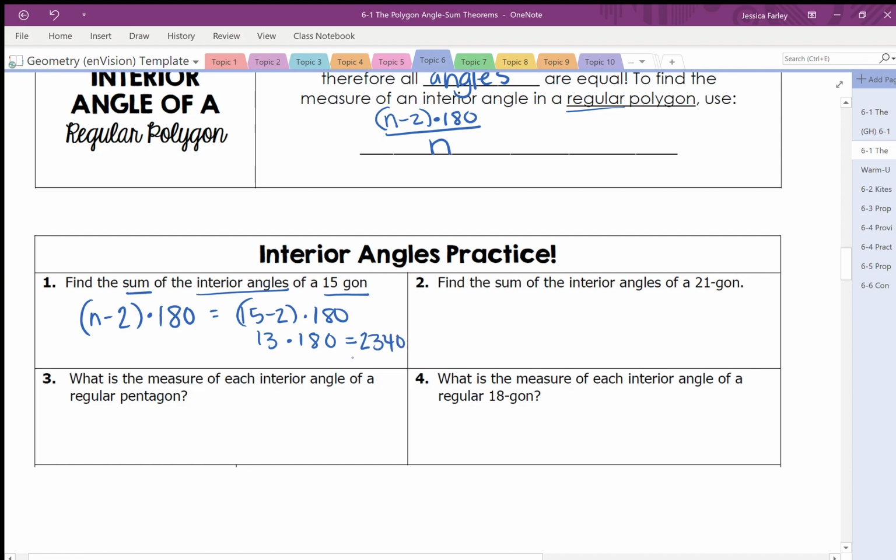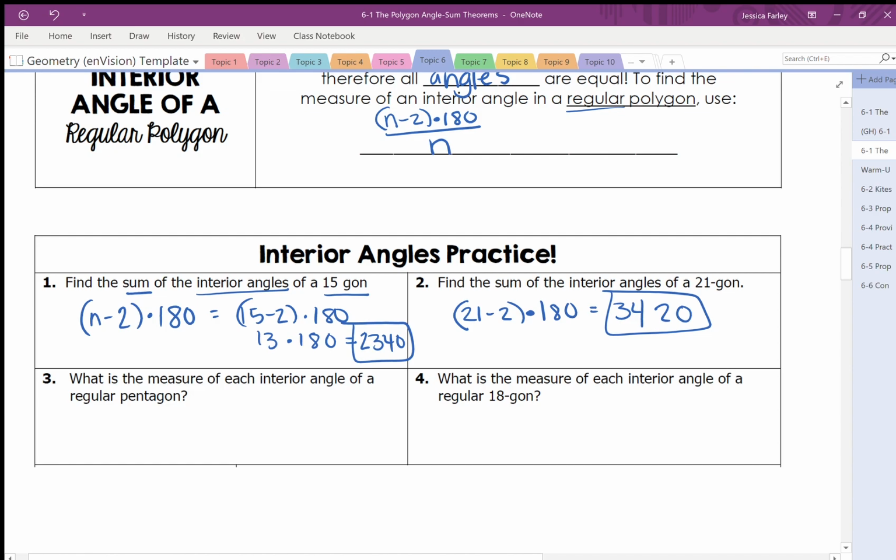$2,340. Number 2, we're going to take the 21-gon. The number of triangles would be 19 times 180, which is 3,420.